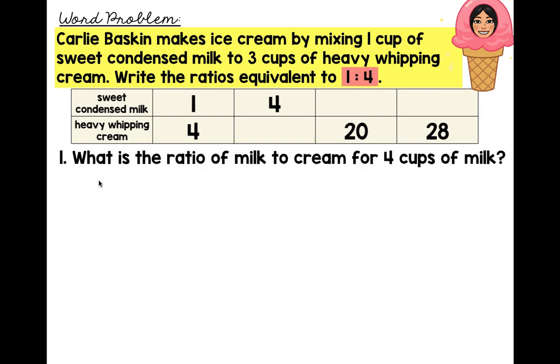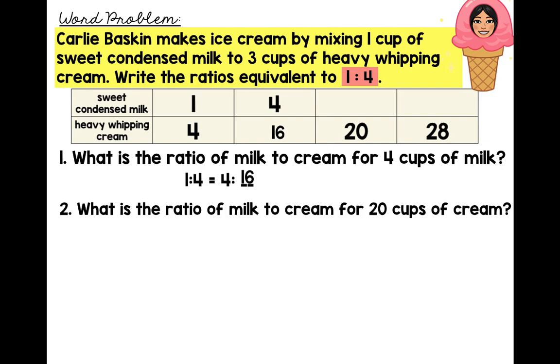The first question says, what is the ratio of milk to cream for 4 cups of milk? So we have to figure out how much cream I need. So go ahead and write your ratio. 1 to 4 equals 4 to blank. So look at your known ratios. 1 to 4 is my known ratio. How do we get from 1 to 4? Multiply both by 4. And there we have 16. Okay, so pause the video. I want you to try number 2 by yourself.